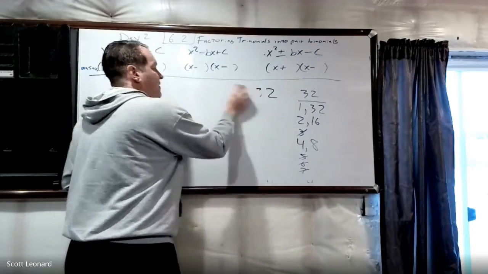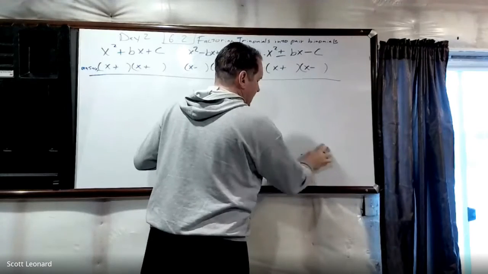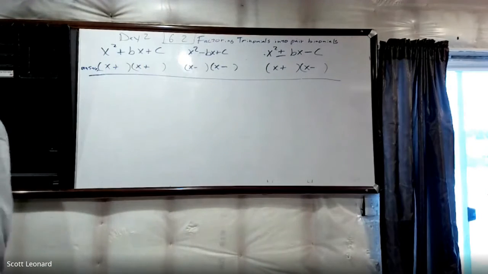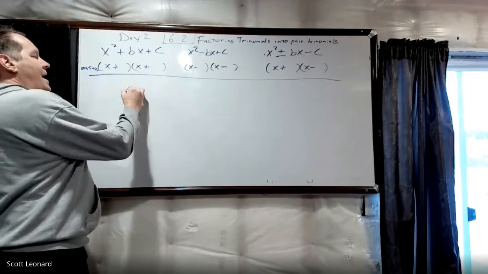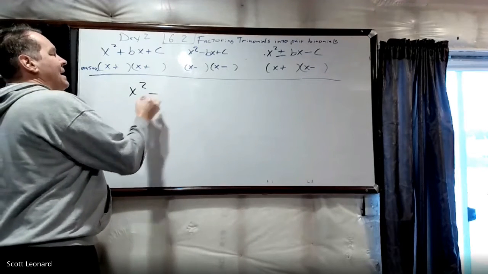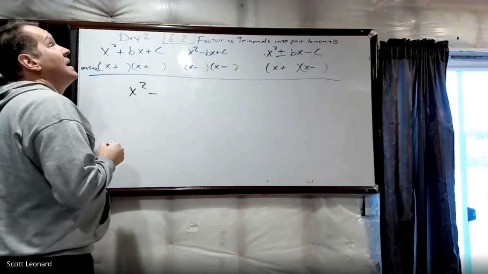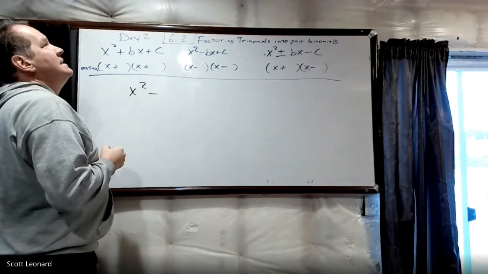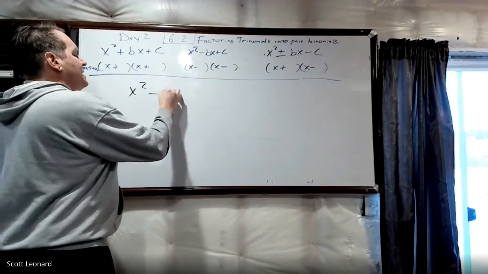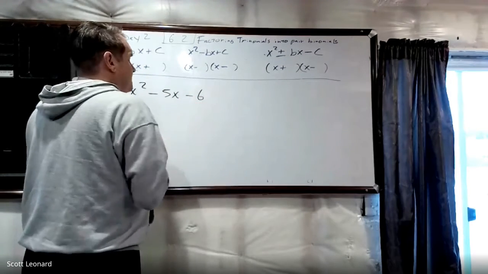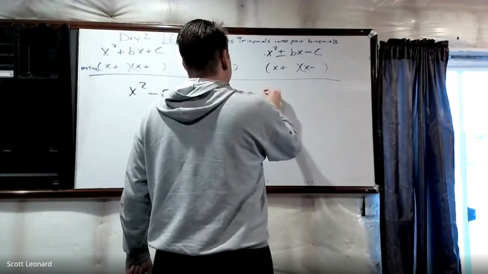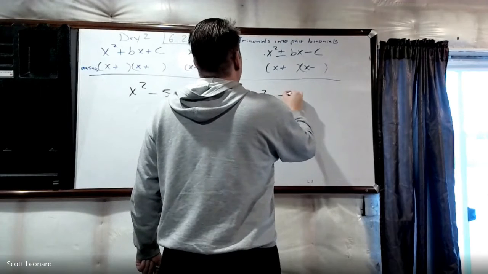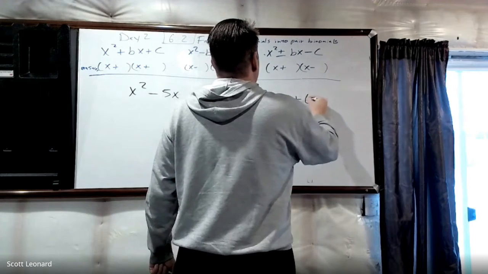All right. I'm going to give you two problems at once to do together, and you'll see why I put them together in a second. Let's go x squared minus 5x minus 6 and x squared plus 5x plus 6.